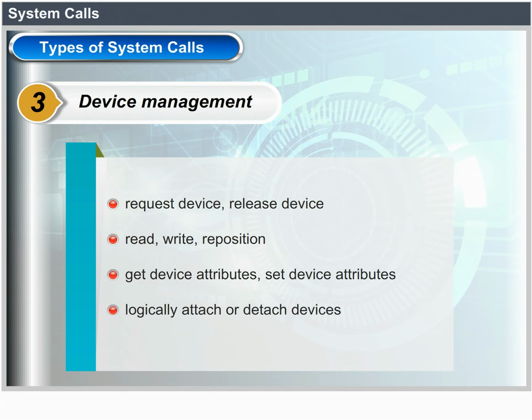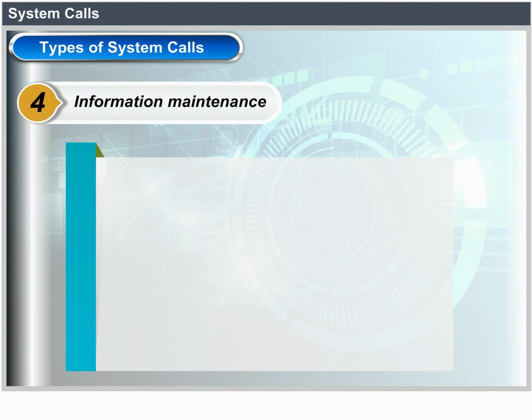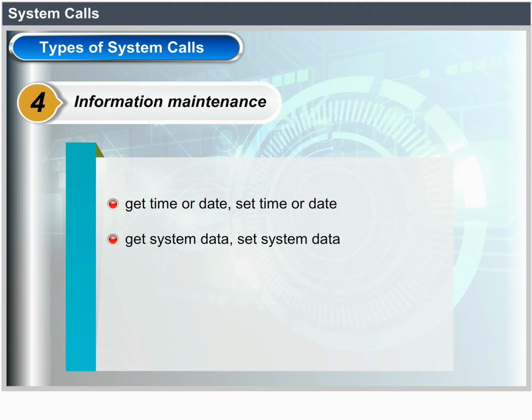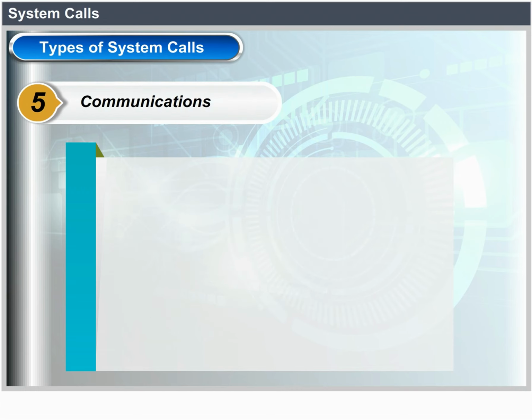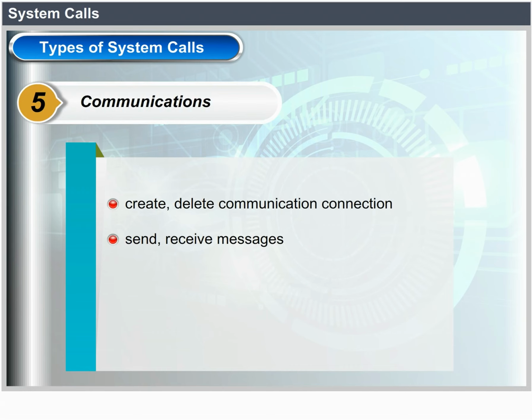Information maintenance: get time or date, set time or date, get system data, set system data, get process, file or device attributes, set process, file or device attributes. Communications: create, delete communication connection, send, receive messages, transfer status information, attach or detach remote devices.